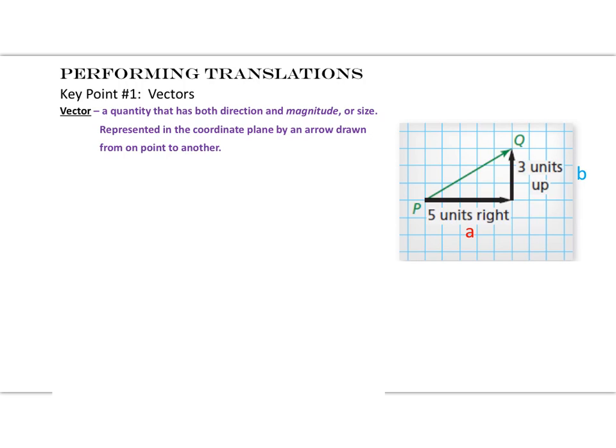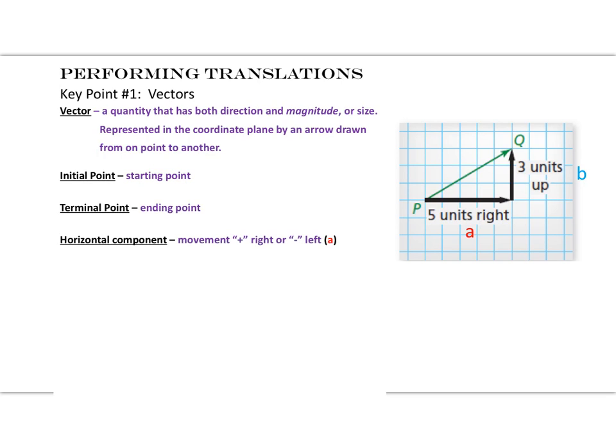The initial point is your starting point. In this case, point P is our starting point or initial point. Our terminal point is the ending point, in this case, Q. Our horizontal component is the movement plus, which is right, or negative, which is left, and it's our a movement as indicated on our grid. Our vertical component is the movement up, which is positive, or down, which is negative, and that's our b value, as you can see in the grid.